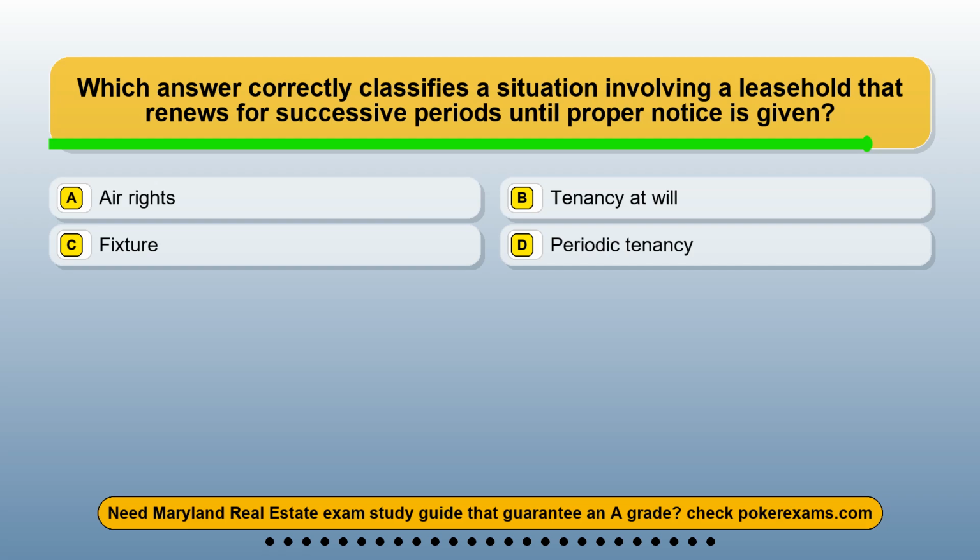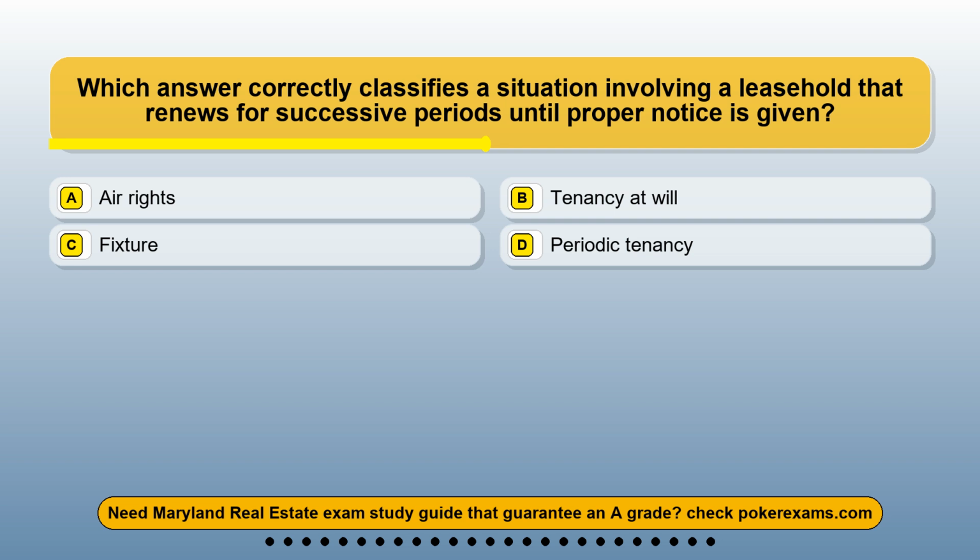Question 1. Which answer correctly classifies a situation involving a leasehold that renews for successive periods until proper notice is given? Option A, air rights. Option B, tenancy at will. Option C, fixture. Option D, periodic tenancy.